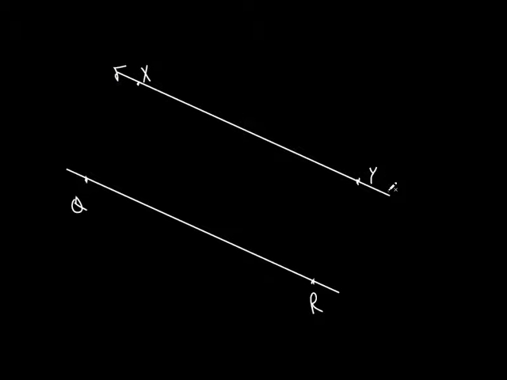What if I put an arrow here and here? No, because those arrows on the ends don't indicate being parallel or not, do they? They just indicate that they're lines, that they keep going.